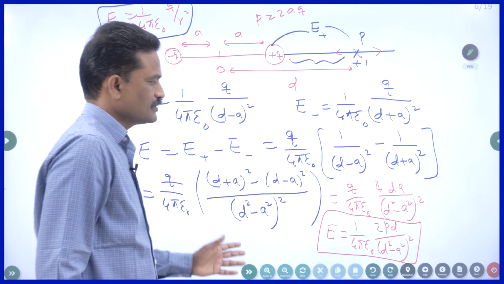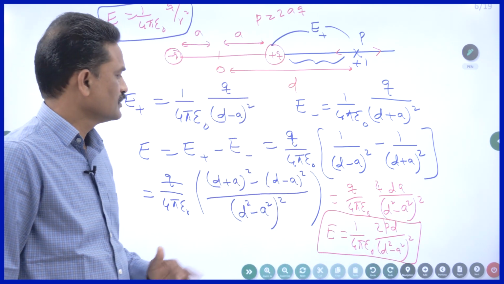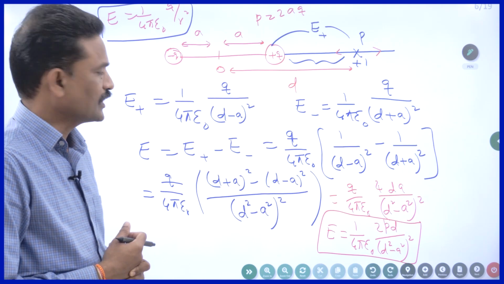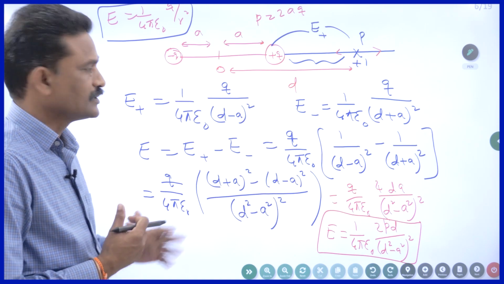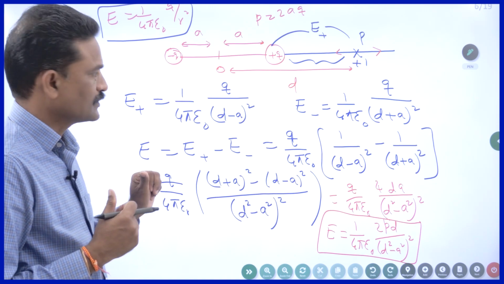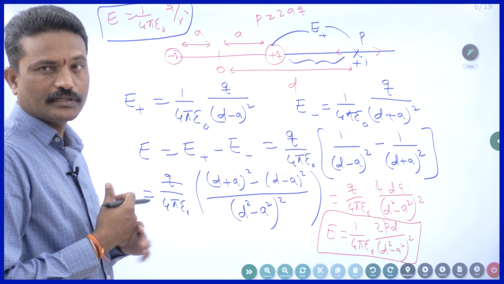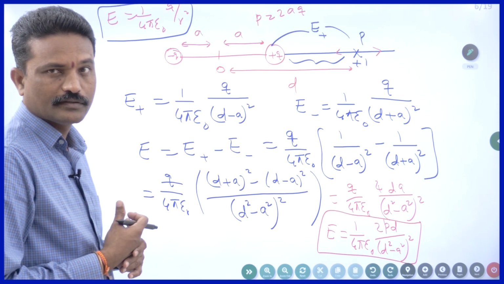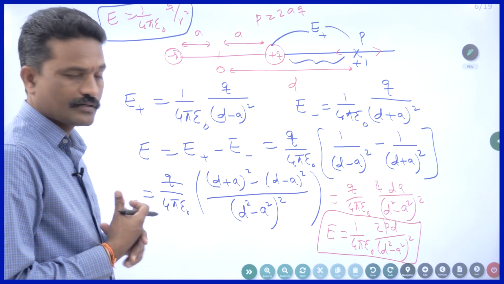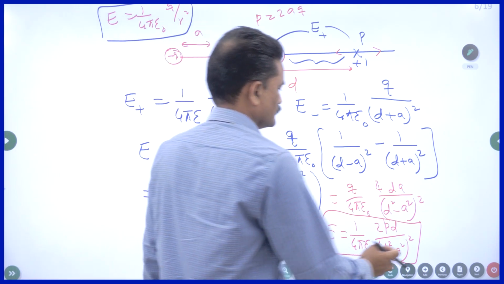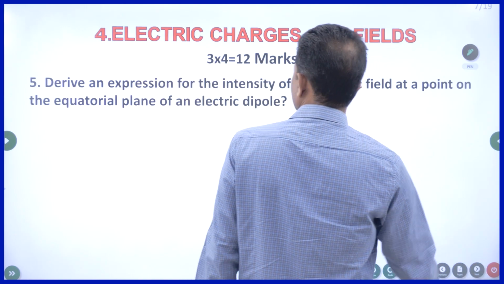So, these two questions, this question and the next upcoming questions, are based on pure mathematics. I think it is clear. Is this clear? Let us go to the next question. Next question is the intensity due to an electric dipole, but on the equatorial line, right? So, this is the question.